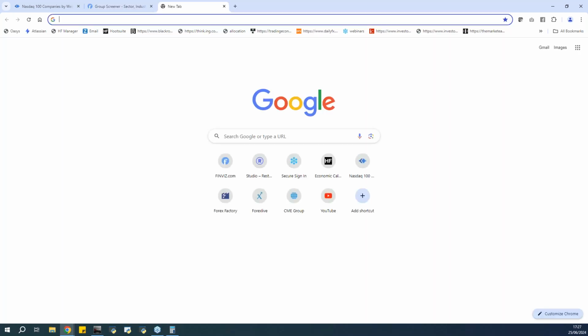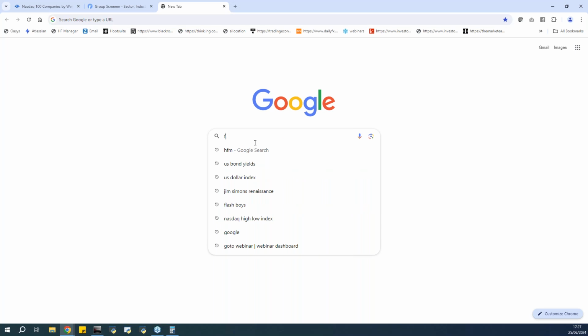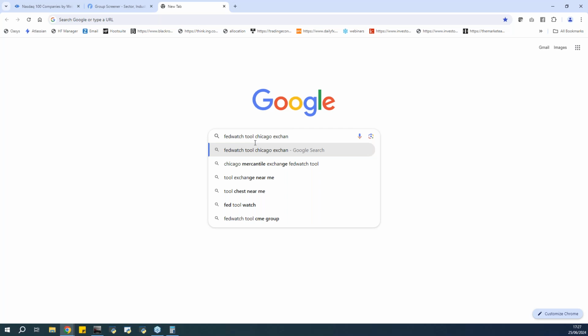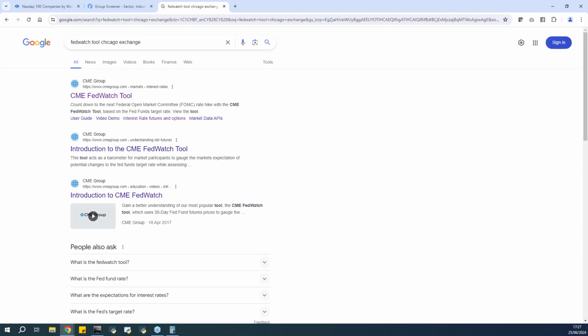Somebody mentioned that I said you can get an indication in regards to interest rates. Yes, you can get an indication in regards to interest rates. So I'm going to type in the Fed Watch tool. I'll use the Chicago Exchange Fed Watch tool, and I can show you exactly how you can use this as an indication, ladies and gentlemen.